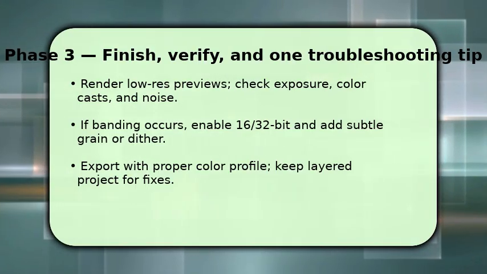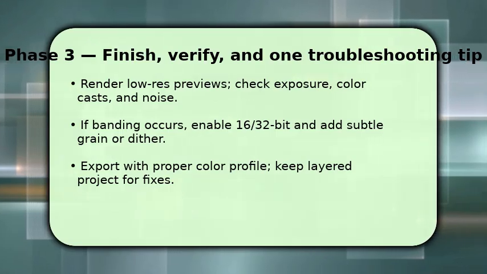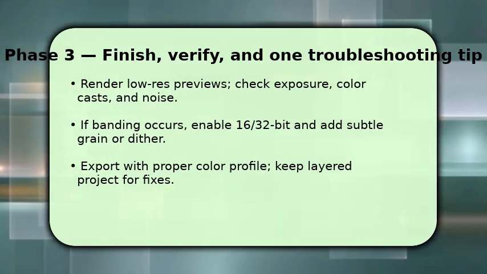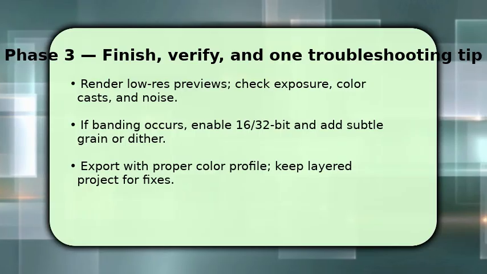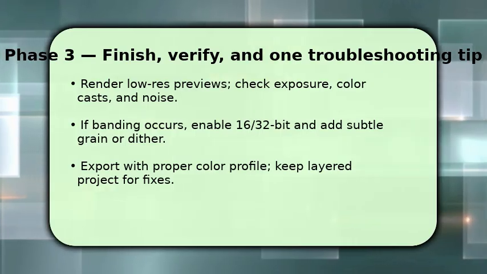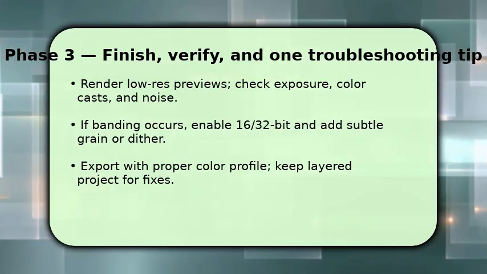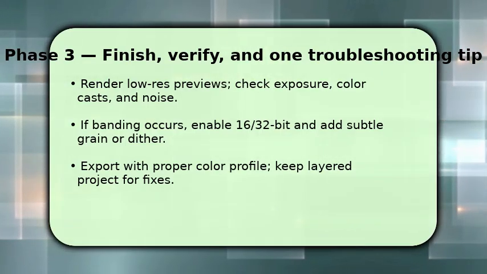Make final tweaks. Balance color with selective color correction, add a subtle fill or rim light if subjects lack separation, and apply noise or dither to hide banding. If you see banding, switch to 16 or 32-bit and add grain. This fixes posterization without altering tones.